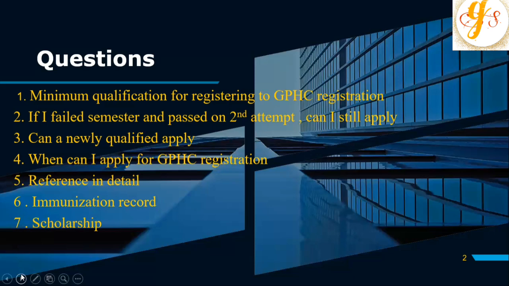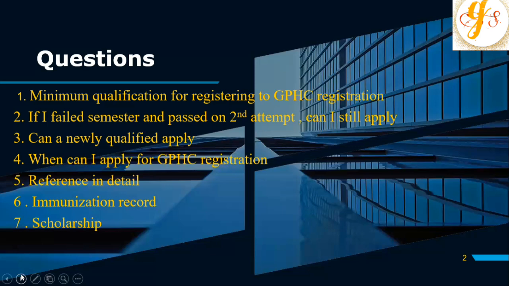The next question I've normally been asked is, can a newly qualified person apply for the exam? Yes, definitely. You don't need experience for doing an OSPAP course. Even a newly qualified person can apply for the course. When I've been asked about newly qualified, they asked me a couple of questions.